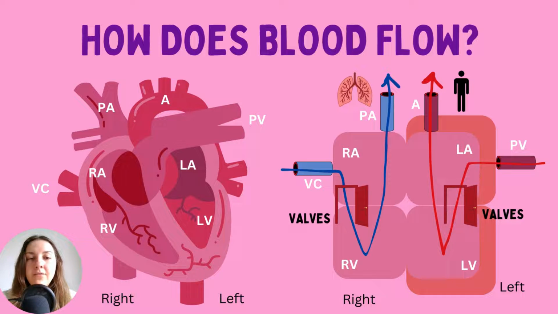Now, on the left hand side of the heart, we actually have a much thicker muscular structure, and that's because the muscle contracts much more strongly and pushes the blood around the body. So it needs more muscle to do that. That's why the left hand side is much more muscular.